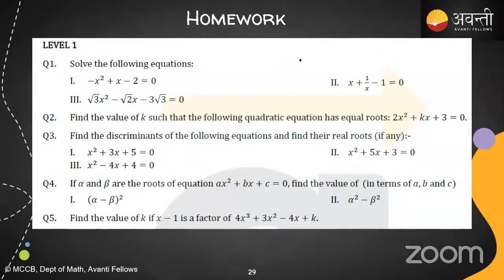This is the homework. If you want to do this homework, take a screenshot and try to solve these questions. Mostly it is related to the first and second session.